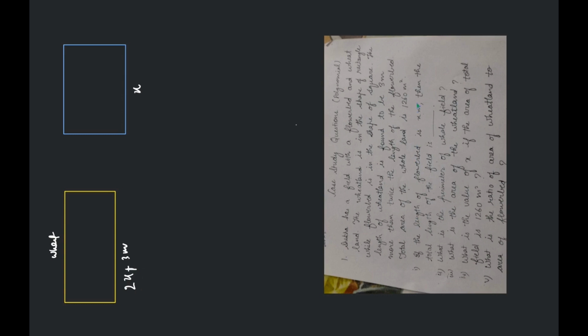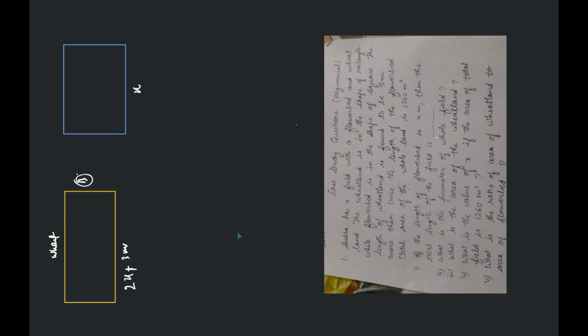The area of the whole land is this much. The length of the flowerbed is x meters. Then the total length of the field is... Beta, just try to understand. I don't know the breadth here. So how are you calculating? Sir, the breadth is 8x plus 6.